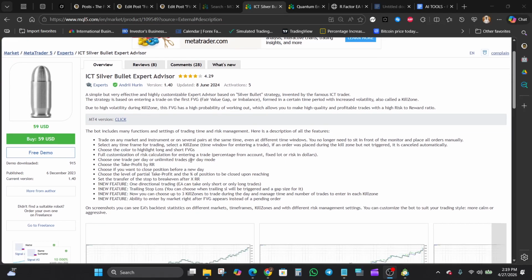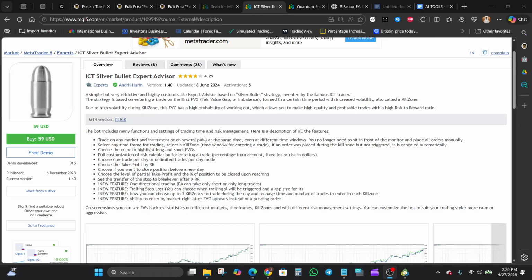So here we are on the MQL5 marketplace page for the ICT Silver Bullet EA. It's currently priced at 59 US dollars, and right away the concept behind this EA is very clear. It's built around the silver bullet strategy, which is a well-known approach within the ICT trading style. Now, what makes this interesting is that instead of trying to trade all day, this EA is focused on specific time windows, also known as kill zones. Periods where the market tends to have higher volatility and liquidity.